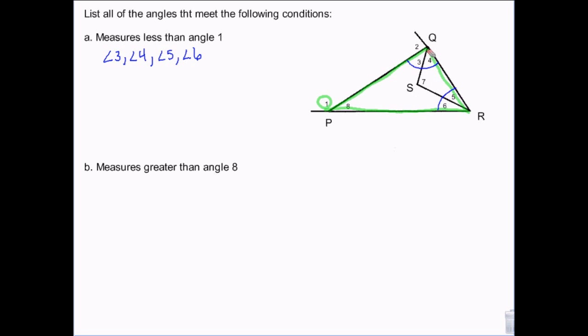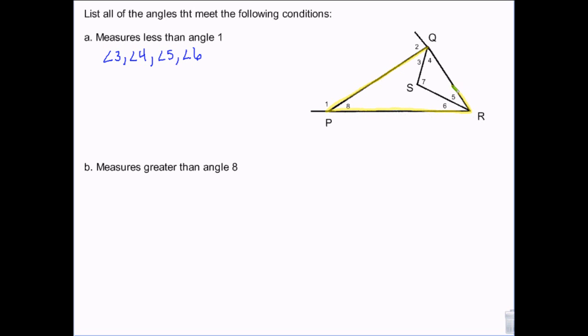Okay. Yeah, well, this is like a triangle inside of a triangle, so we can kind of ignore this part right now because we're just talking about the big triangle. Okay, so if we get rid of all of that and go to the next one, we're looking for angles that are measuring greater than angle 8. Now angle 8, again though, is in the big triangle.